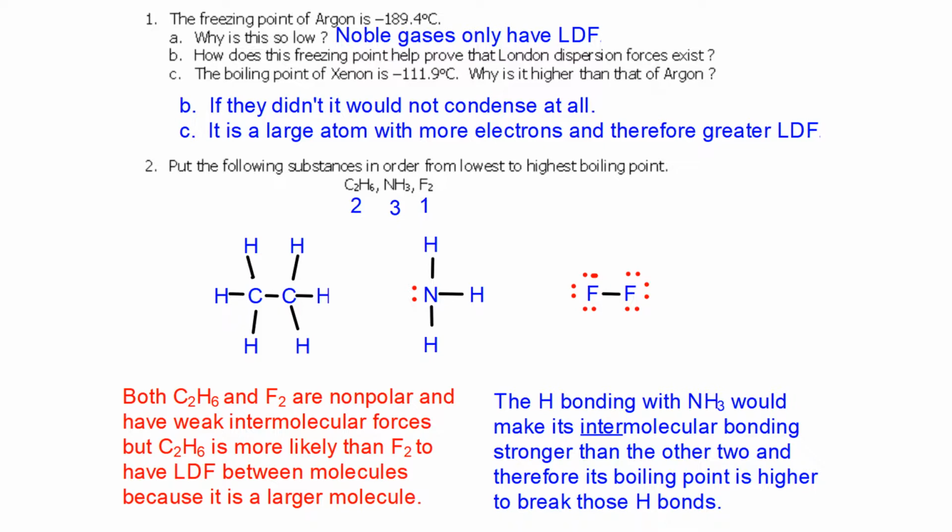Again, really think about boiling point as breaking the molecules apart. The weaker bonds are easier to break apart, so weaker bonds have lower boiling points. Stronger bonds are harder to break apart, so they're going to have higher boiling points. Water has one of the highest boiling points of molecules out there, and it has very strong intermolecular bonds.